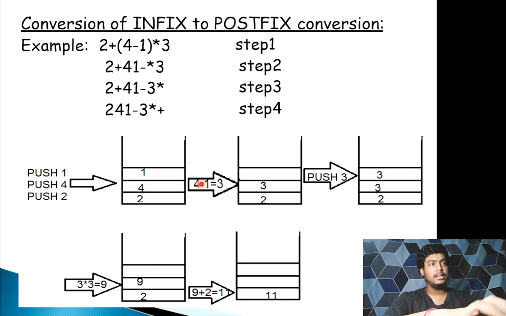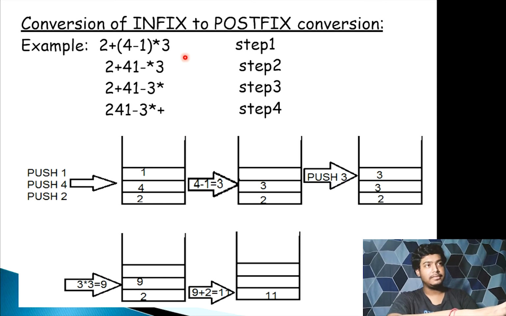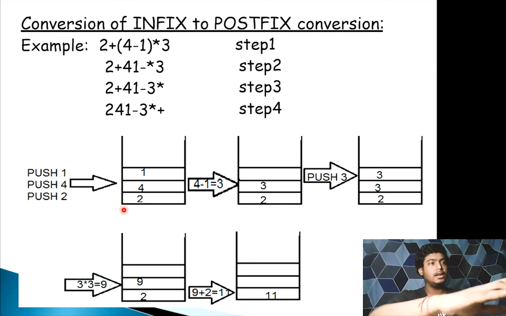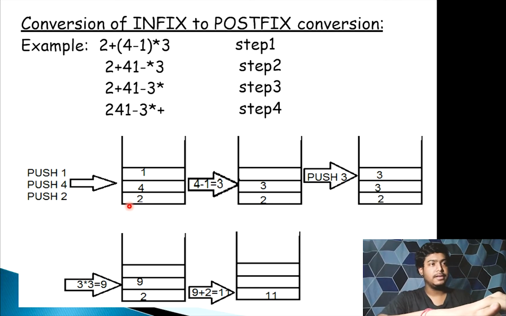So let's see a basic conversion of infix to postfix. Suppose we have 2 plus (4 minus 1) into 3. By BODMAS rule, the first operation that will happen is the bracket, that is 4 minus 1. The next operation is the multiplication with 3, and the last operation is the addition with 2. So suppose we have the stack. We first push the element 2 inside the stack. Then goes the number 4 into the stack, then goes 1.